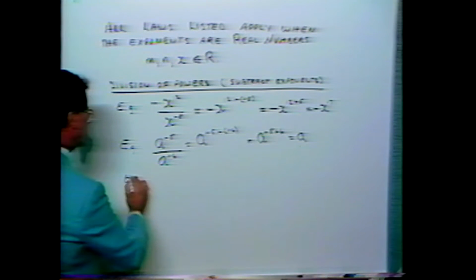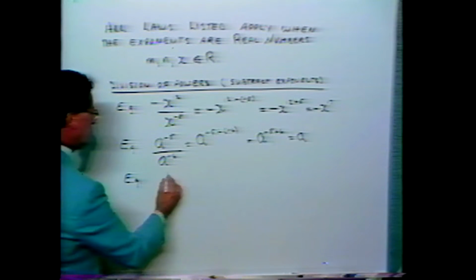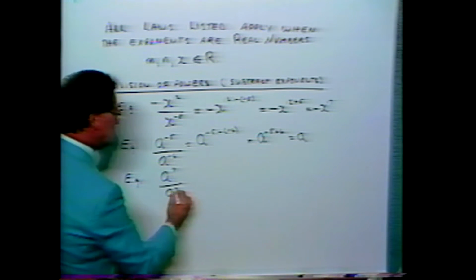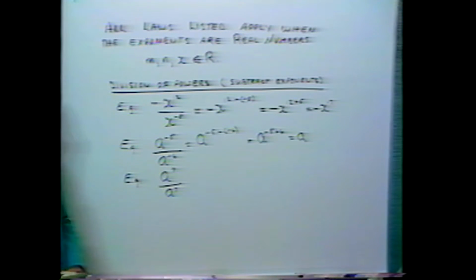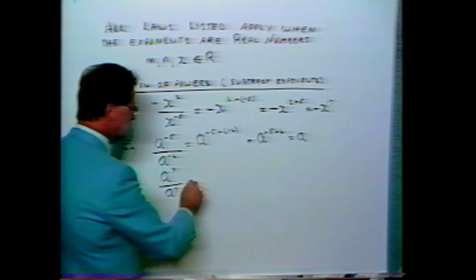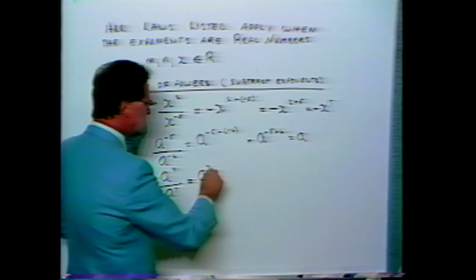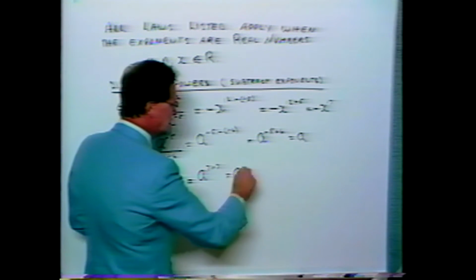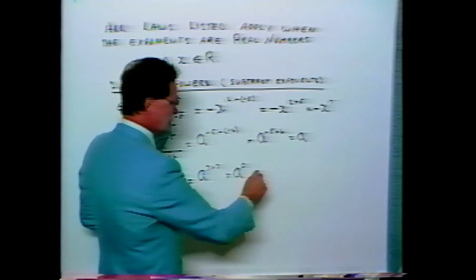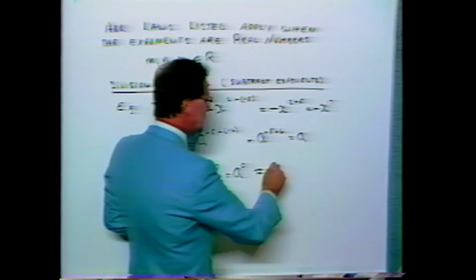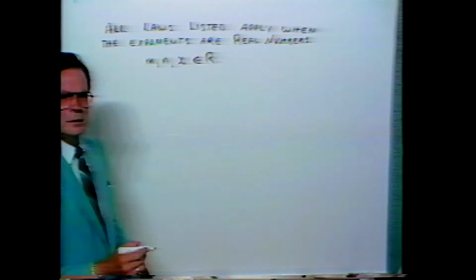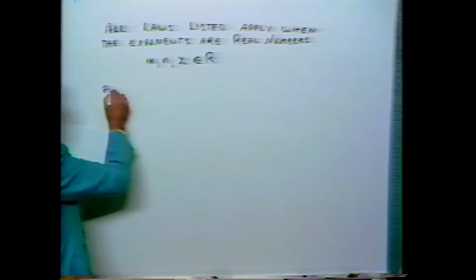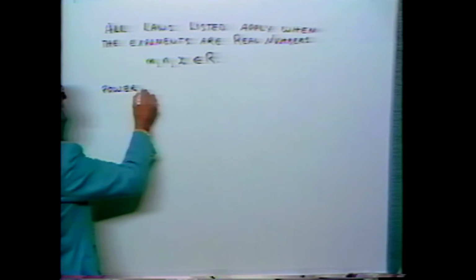Another example, a to the 7th divided by a to the 7th. This is equal to a to the 7 minus 7, which eventually is expressed as a to the 0. We conclude that a to the 0 is 1 also. The next example will deal with the power of a power.